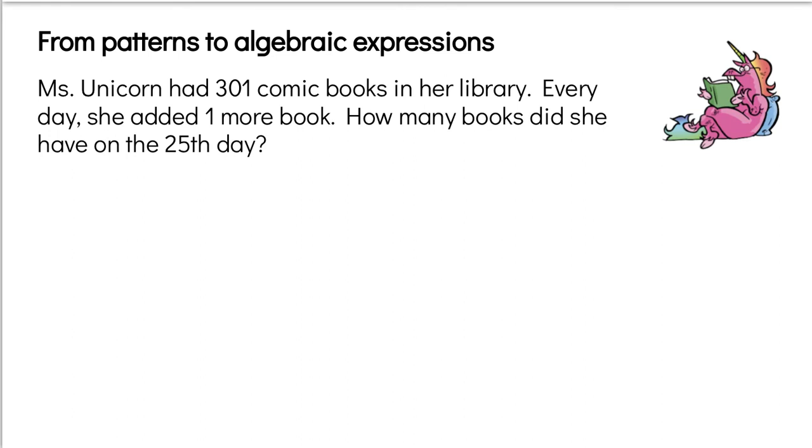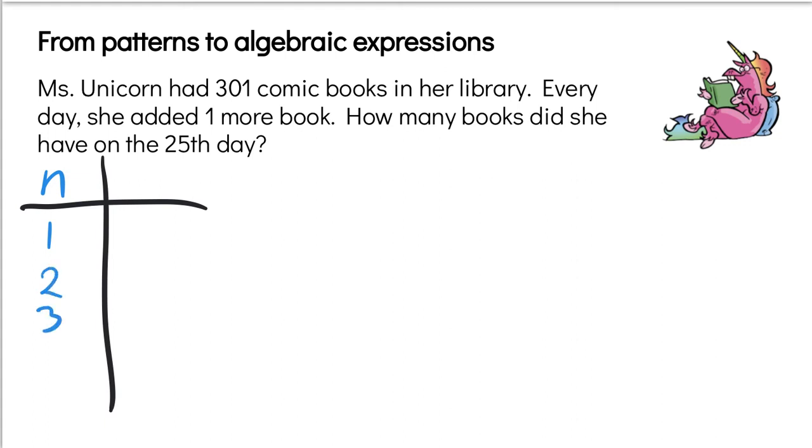Well, usually when you're trying to figure out a question like this, you want to put your information into a table of values. Okay, that old handy T-chart. Again, we're going to put n over here on the left. That's our term numbers. And then we put our term values over here on the right. So on the first day, she had 301 books. Then she would have added one more, and then one more, and so on. So each time we go from one term to the next, we are just adding another book.